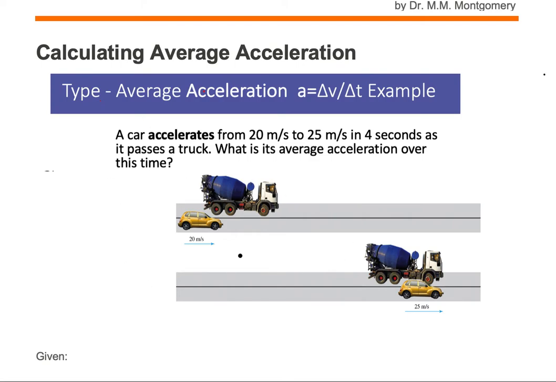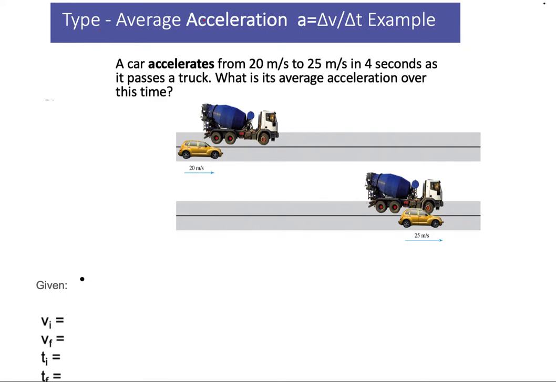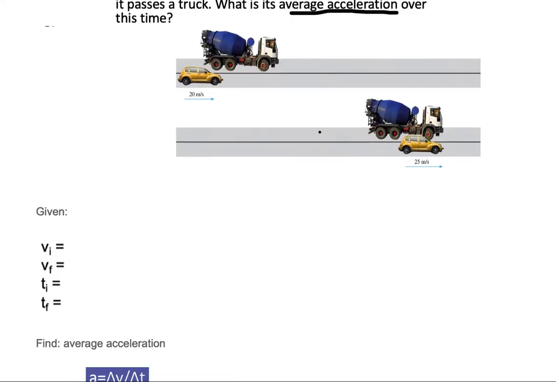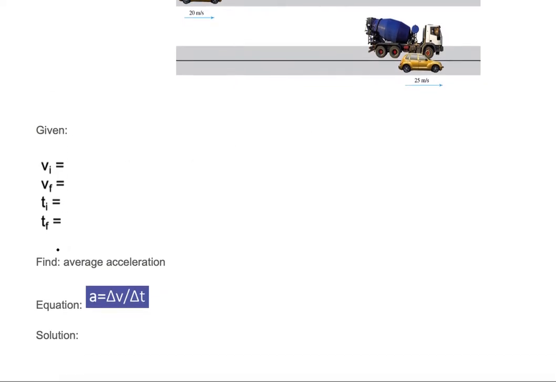First thing you need to do is to analyze the problem. In approaching physics problems, you need to break the problem down into what is given and what is needed to be found. In this case, it's saying, what is the average acceleration? So that's your clue of which type of problem you want to use to solve. In this case, we're going to write a given, a find, an equation, and a solution. In the find, we want to write average acceleration.